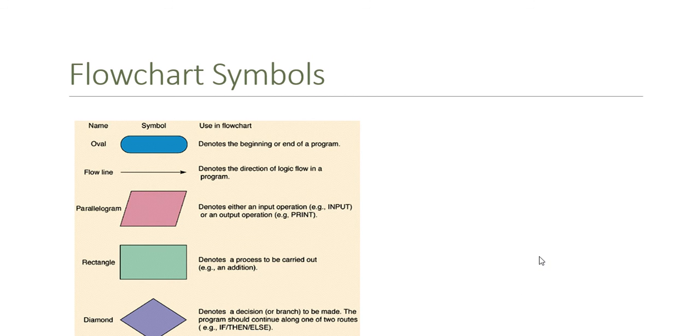Here are your symbols. You have the oval, the flow line, the parallelogram. Parallelograms are only for input and output statements. Rectangles are for statements like our calculation or any standard programming calculation or assignment statement. The diamond is if you have a decision that needs to be made. This is known as the if-then-else statement.